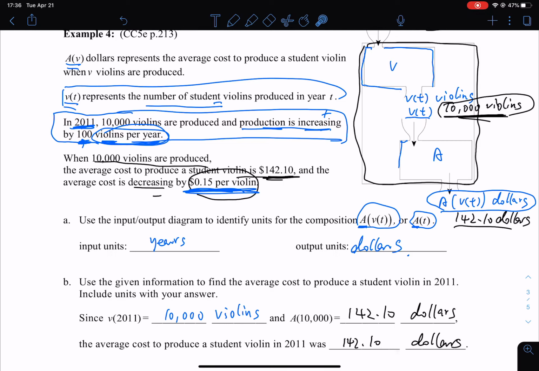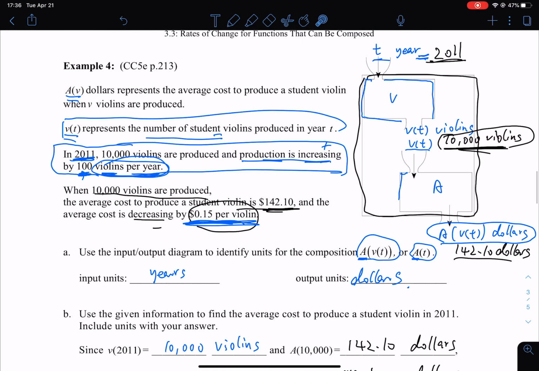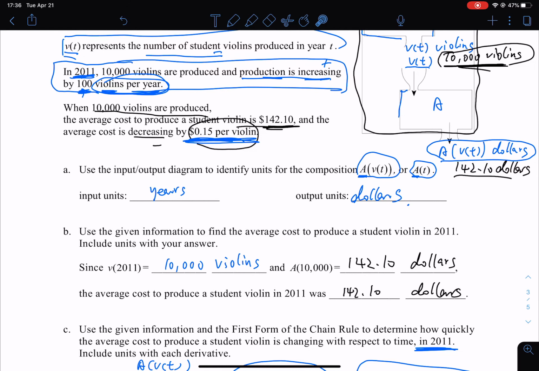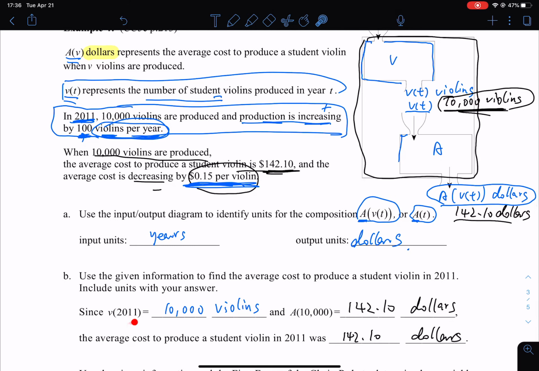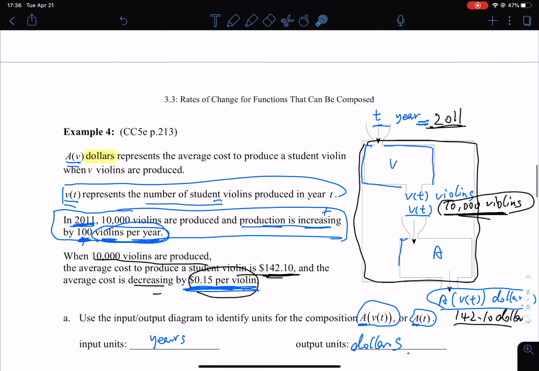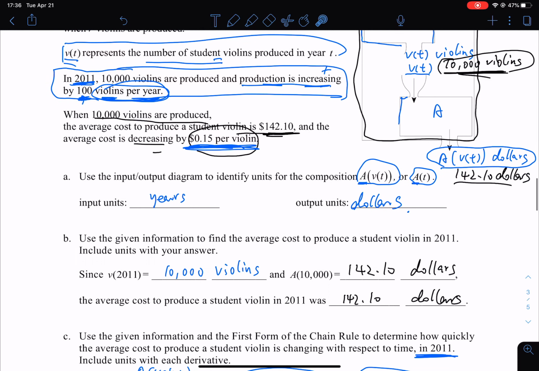The unit is dollars. So the input variable for the function a, for this function, a of v of t, the input variable is just t, so the input unit is just years. And then the output unit is a of v of t. A of something unit is just dollars, so this unit is just dollars. And the v of 2011, so we know v represents the number. So here, in year 2011, this is the number of violins. So it's just 10,000. And the unit for v is just this one. So that's how we got this one.